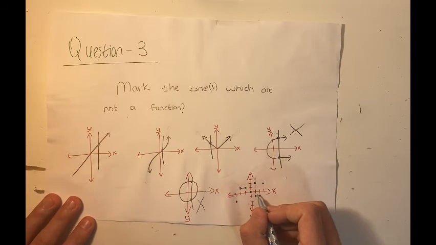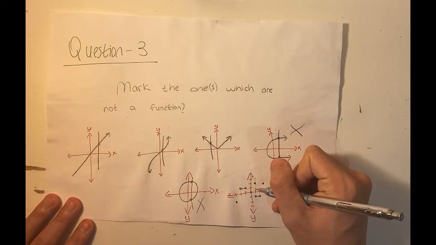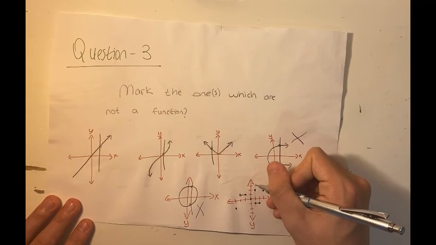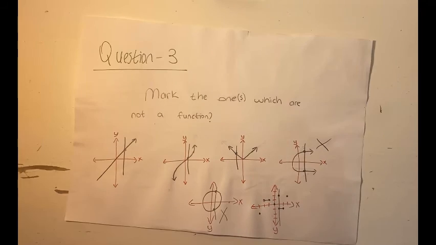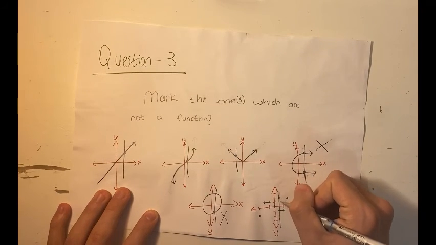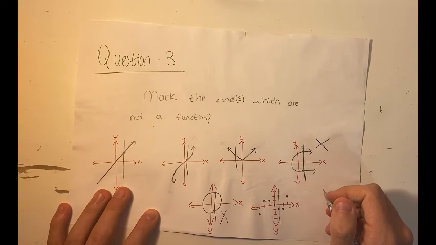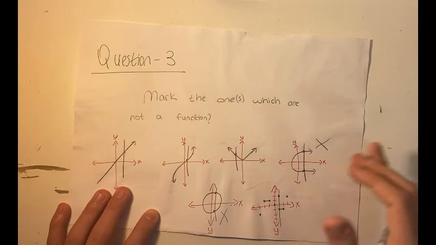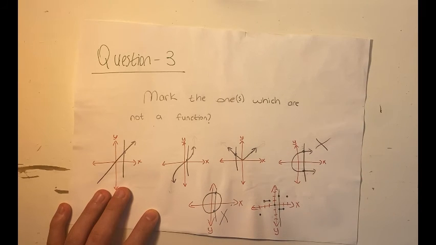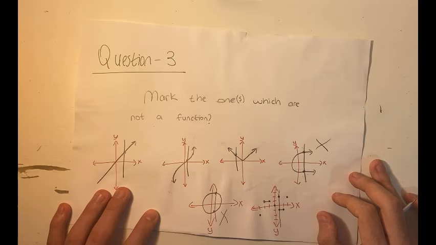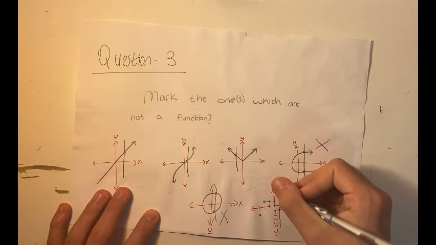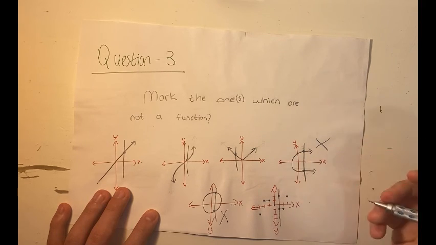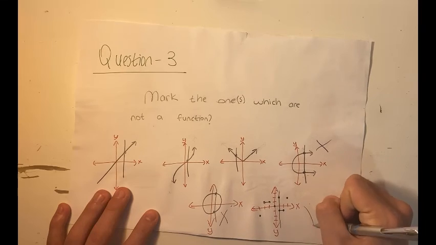If you look carefully, you would see two dots on the same vertical line. When you draw a vertical line here, you would see two different intersection points, which shows us that it's not a function. Because if it was a function, then there shouldn't be two intersection points on any vertical line. Therefore, this is not a function.